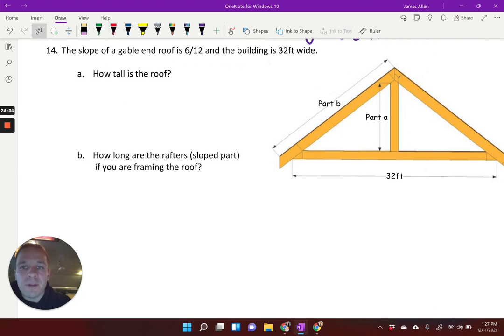All right. The slope of the gable end roof is 6/12, and the building is 32 foot wide. All right. How tall is the roof? I think we had a 36 foot wide one before. Yeah, this is different. Okay.